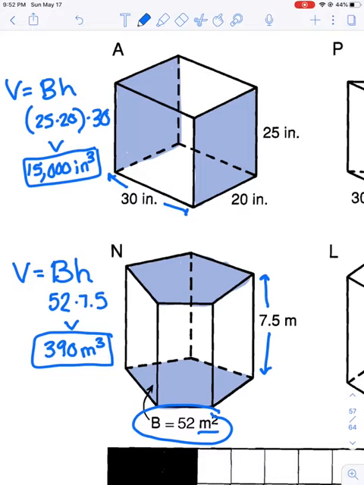And that makes sense. The area of the base would be meters squared because that's area, but volume is meters cubed. So these that have like the wacky base, where they tell us what the area of the base is, it's actually a little bit easier. One less number to worry about.